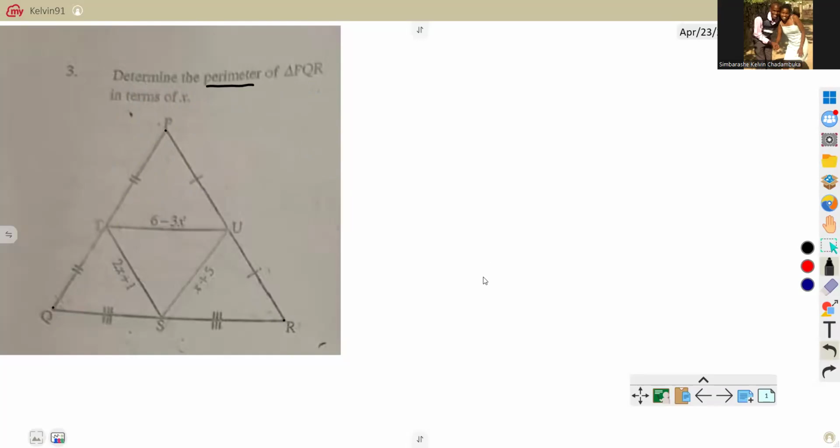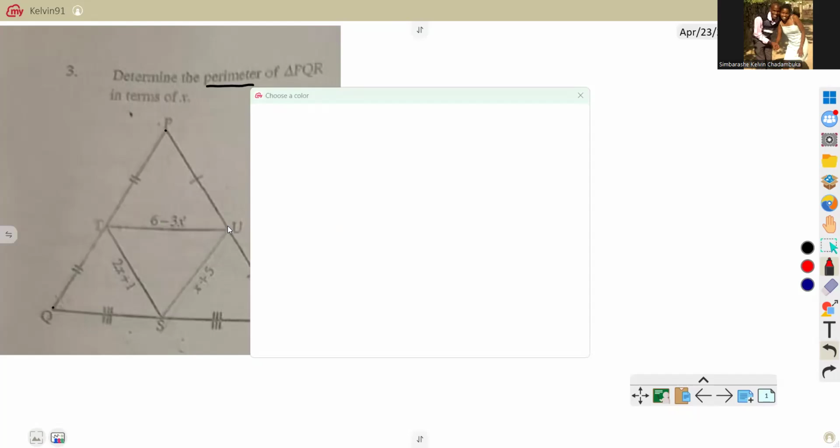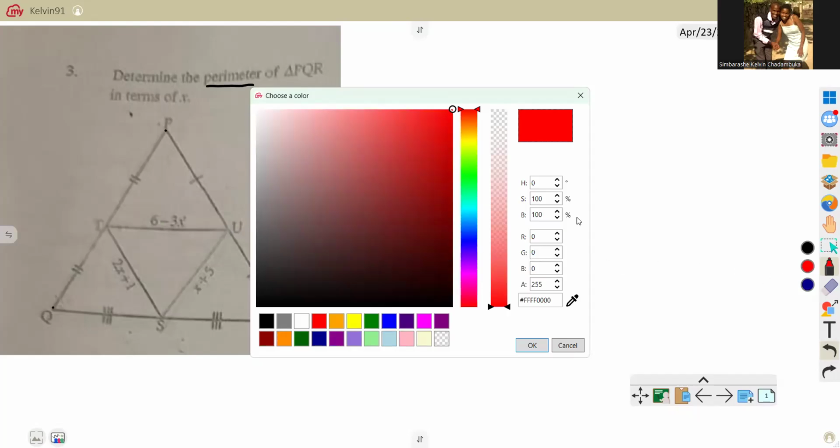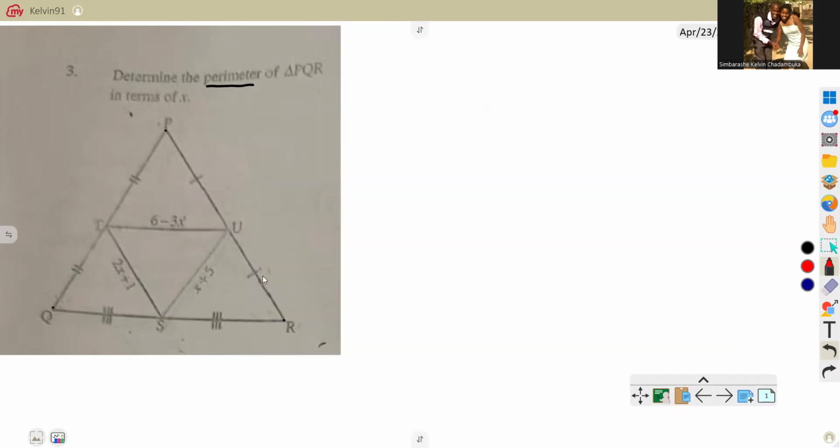But if we check from the drawn diagram, which shows extra information provided, this U is a midpoint of PR, then this S is a midpoint of QR, then this T is a midpoint of QP.